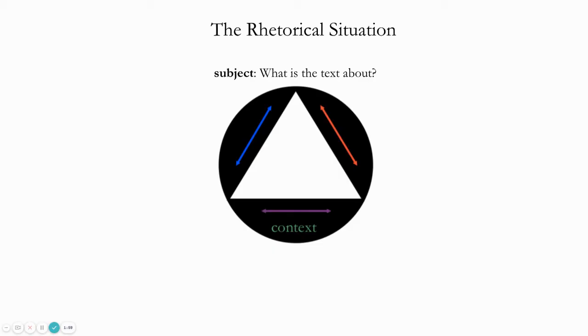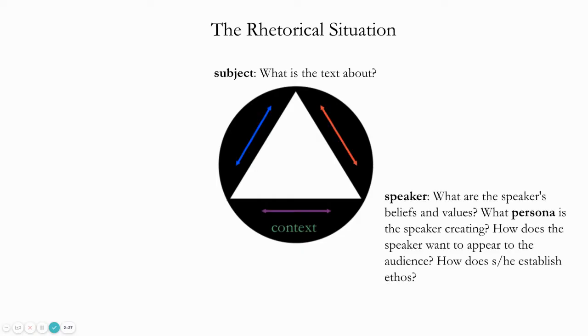And when I ask, what is the text about? You always want to be as specific as you possibly can. So if we're reading a piece about how somebody was discriminated against, we're not going to say that the subject is discrimination. We're going to get as specific as we can to what is the nature of the discrimination in that particular example.